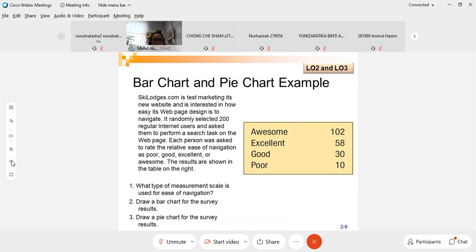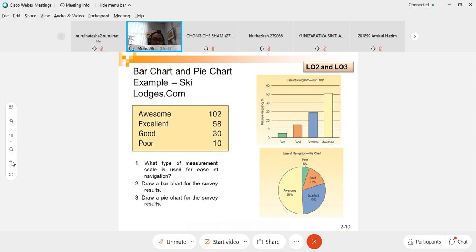How we have the data. Another example of data. The data says 102 excellent, 58 good, 30, and 4. So how do we convert this data to a bar chart and a pie chart? How do we convert to a pie chart? Here is the pie chart, and another one is the bar chart.